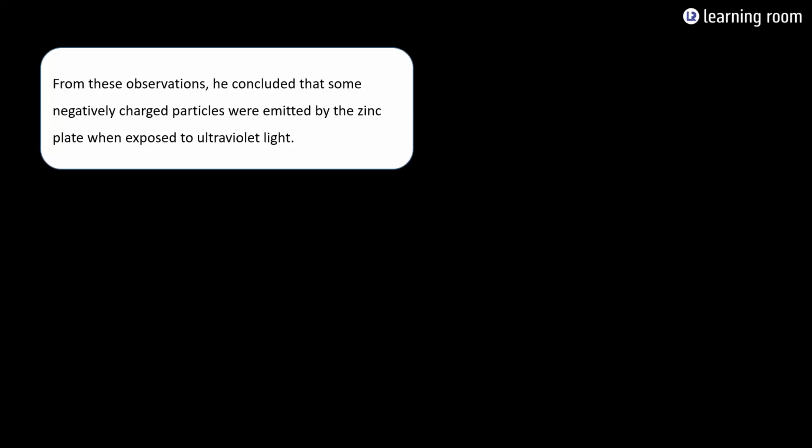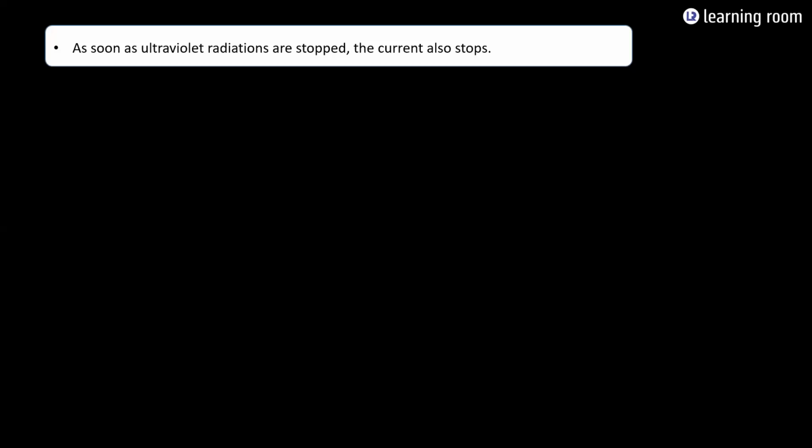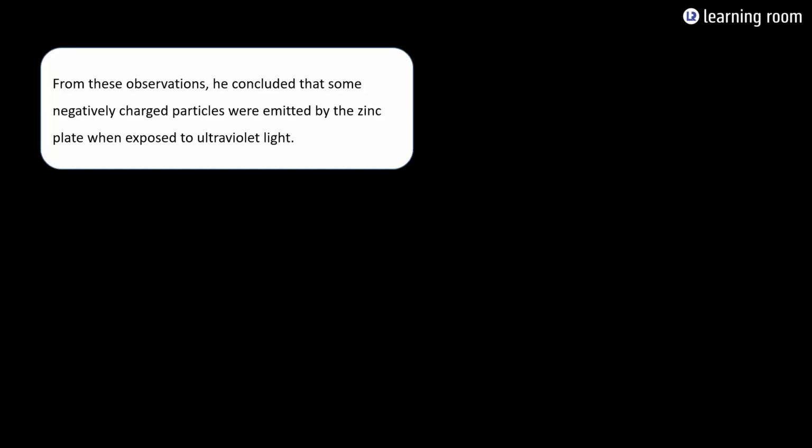Now, from these observations, what is the important conclusion that we can draw? We can conclude that some negatively charged particles were emitted by the zinc plate when it got exposed to the ultraviolet light.